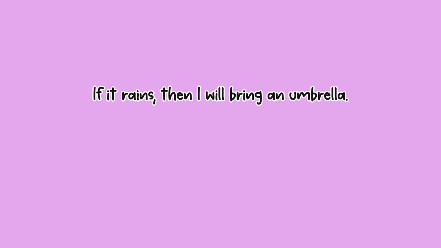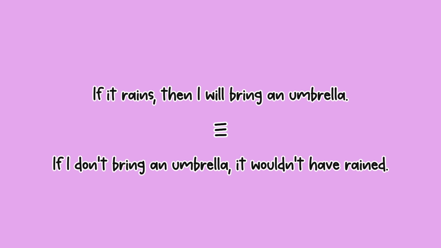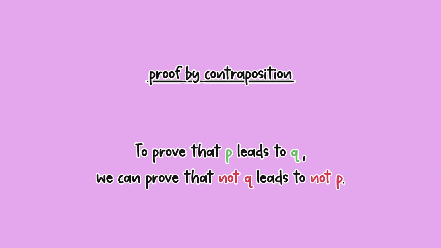In the previous video, we discussed how a conditional statement is equivalent to its contrapositive. We obtain the contrapositive by swapping the hypothesis and conclusion and negating them. This method, proof by contraposition, will be helpful for us when there isn't a clear way to go from the hypothesis to the conclusion in the original statement.